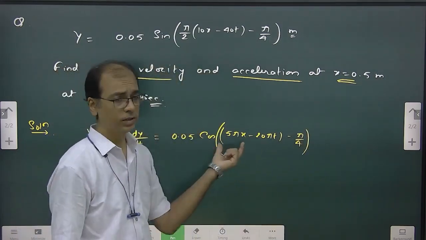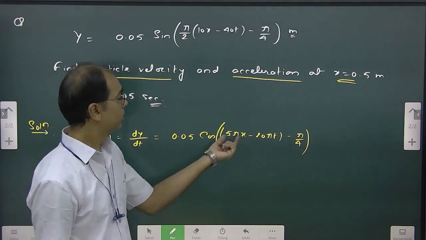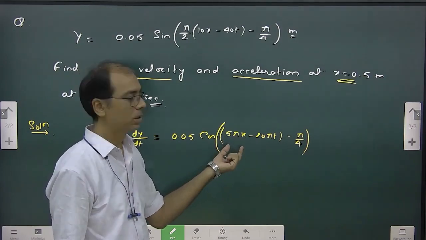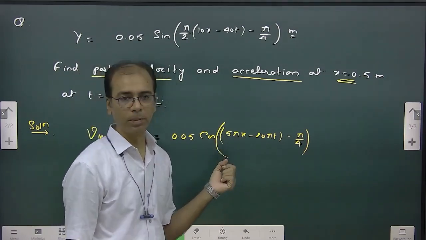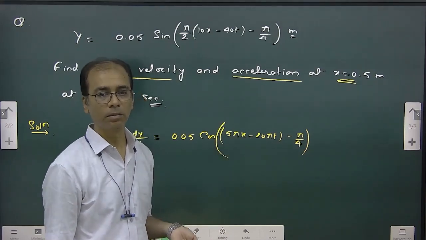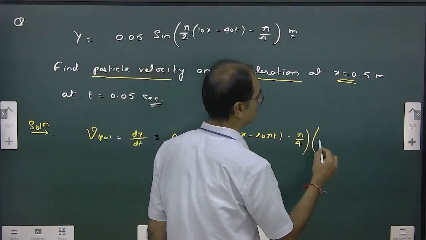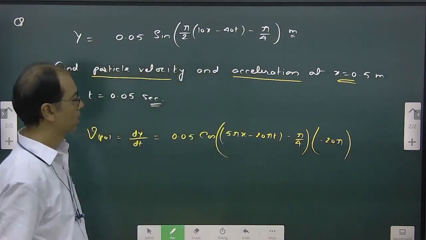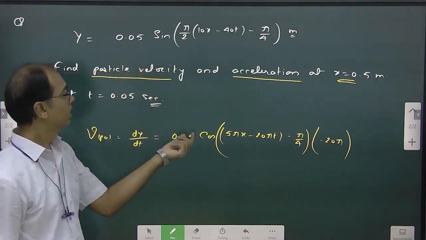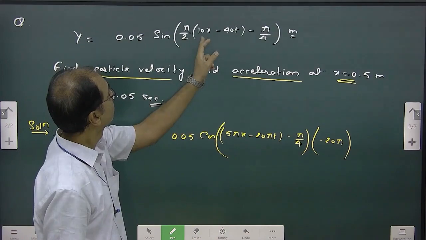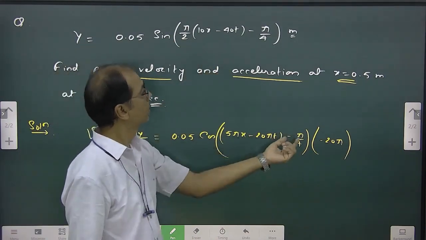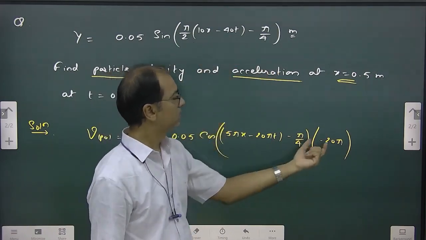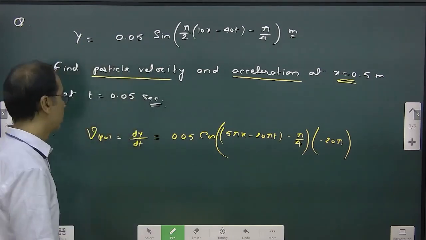Then differentiation of this. We are differentiating with respect to t, so x is constant. So this is gone. This is minus 20 pi t, so its differentiation will come as minus 20 pi. And this again is a constant, so leave it. 0.05, sine is cos, remaining all the same: 5 pi x, 20 pi t, and then minus pi by 4. And then the differentiation result is minus 20 pi. This is the velocity of the particle.